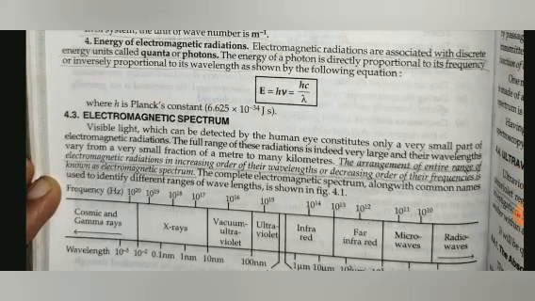Electromagnetic radiation is associated with discrete energy units called quanta or photons. The energy of the photon is directly proportional to its frequency, or inversely proportional to its wavelength, as shown by the following equation: E = hν = hc/λ, where h is Planck's constant and its value is 6.625 × 10^-34 joule second.